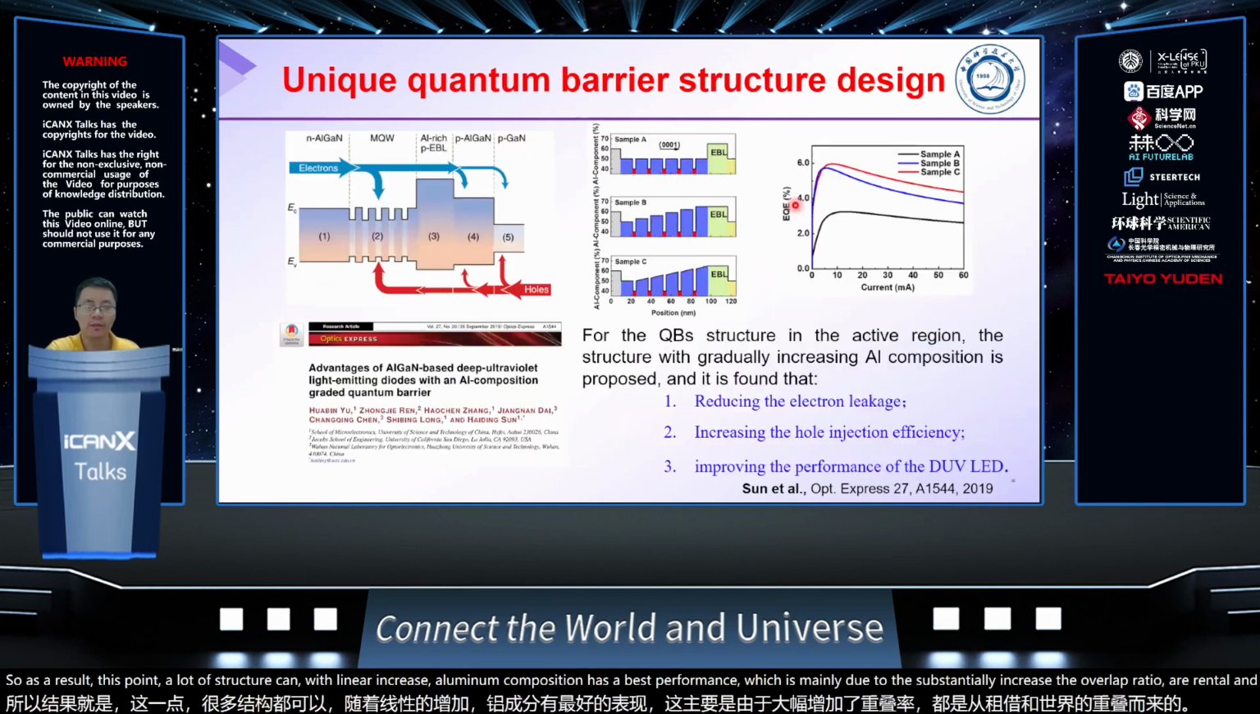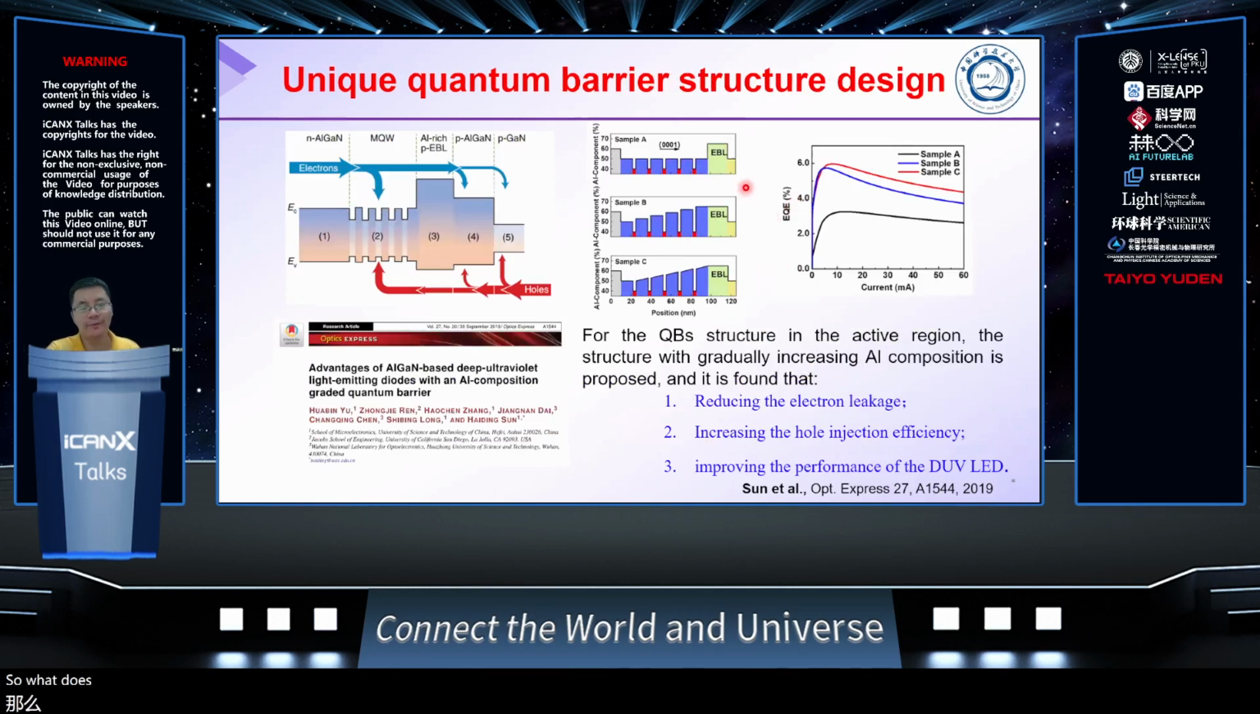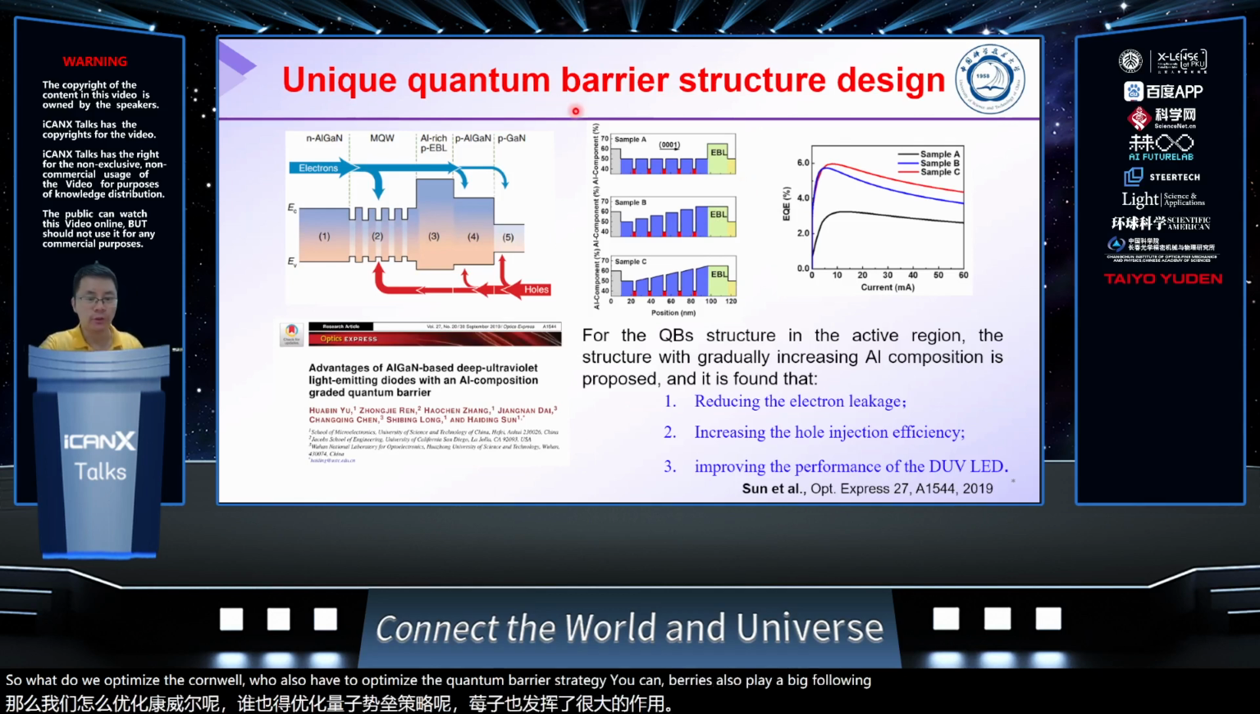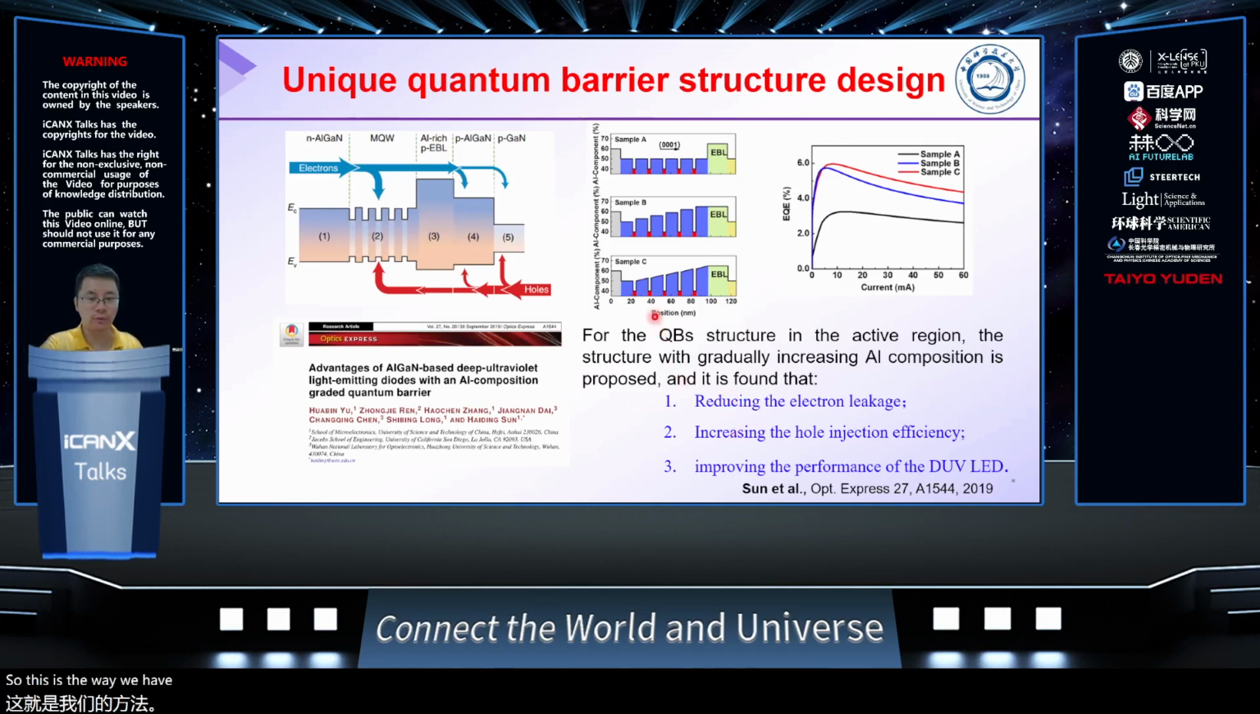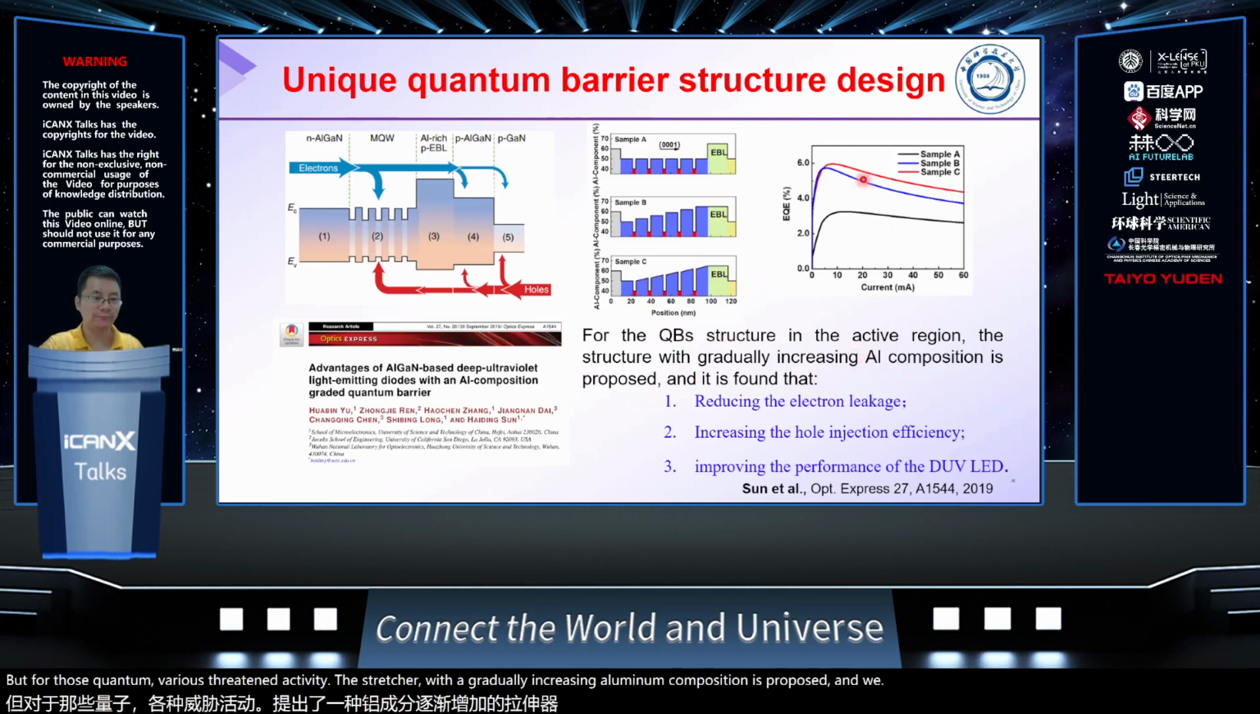Once we optimize the quantum wells, we also have to optimize the quantum barrier structures, because barriers also play a critical role here. This is how we change the quantum barriers in our device design. We learned that for the quantum barrier structure in the active region, a structure with gradually increasing aluminum composition is proposed, and the red curve shows that it gives the highest external quantum efficiency.